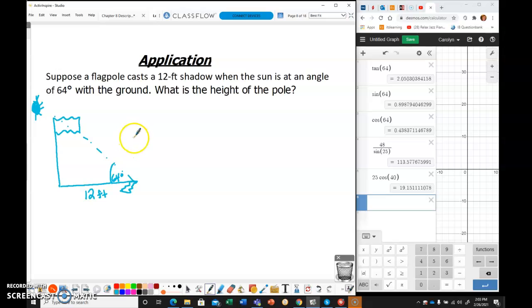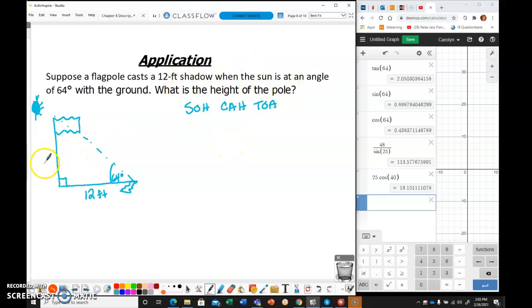Now, the other thing we have to hope for is that when the person installed this flagpole, they installed it at a 90-degree angle to the ground. We want it to be perpendicular to the ground. And because we're able to say that that has happened, we can apply our right triangle trig to this. So I'm going to write out my little reminder here, SOHCAHTOA.